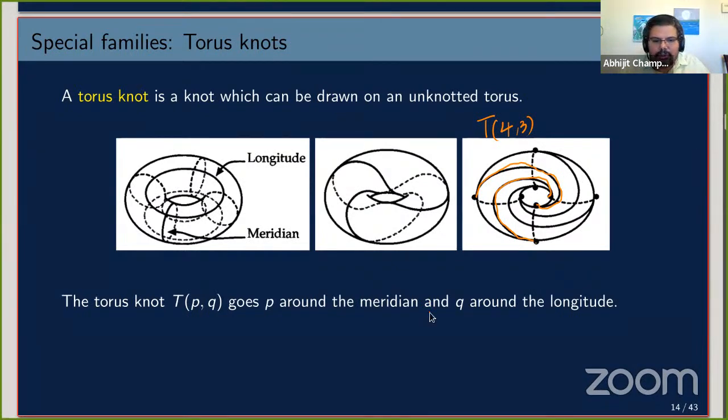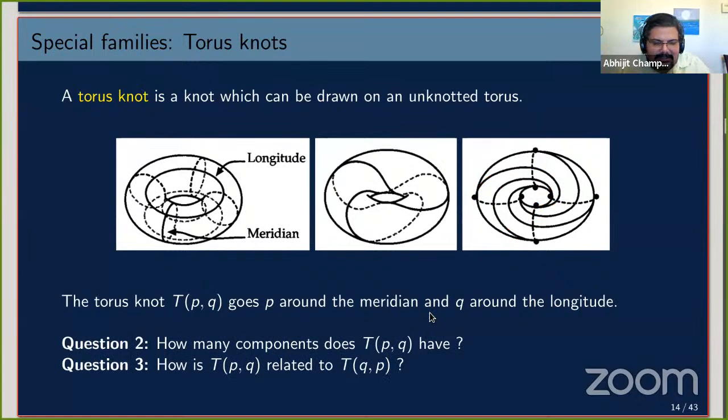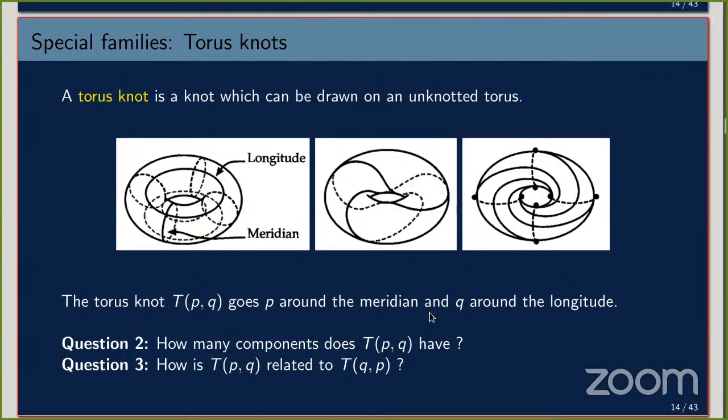It is a link on the torus. So the question is, how many components does the torus knot T(P,Q) have? And how is T(P,Q) related to T(Q,P)? So we can discuss this.